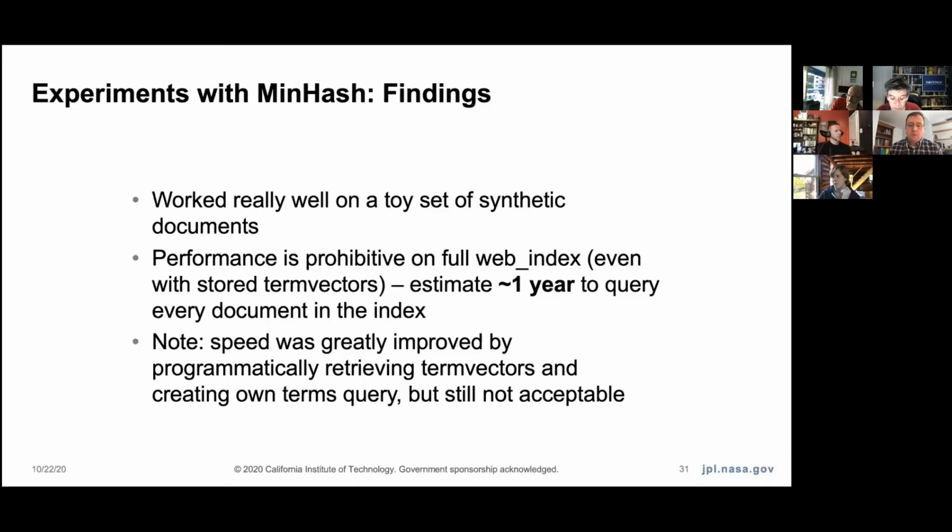But what I found when I tried to run that on the full 9 million documents or whatever was that it would have taken roughly a year of single-threaded query time to pull back the documents. The index time for adding this extra minhash field was negligible, but the search time would have been prohibitive. I found that when I manually coded it, using the term vector for a target document and then submitting my own term query, it sped up quite a bit, but it still wasn't orders of magnitude faster, and it was still just not acceptable for what I wanted.